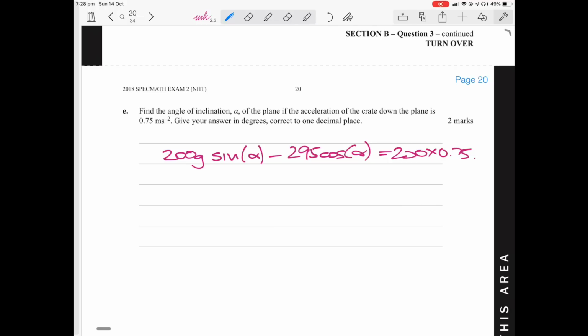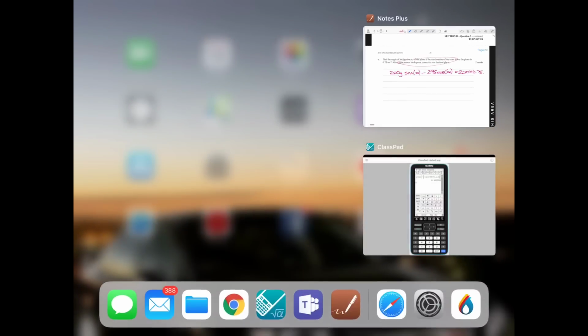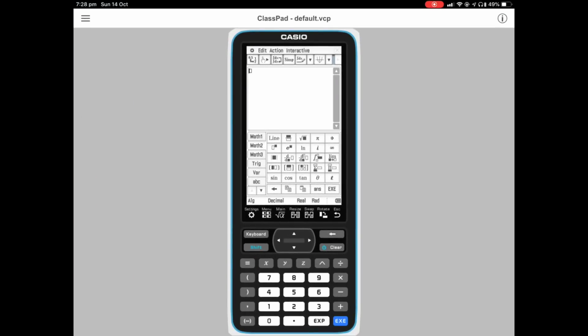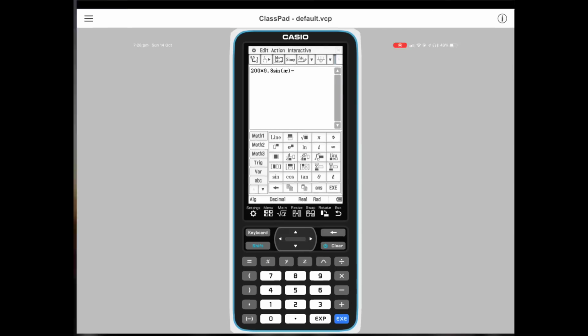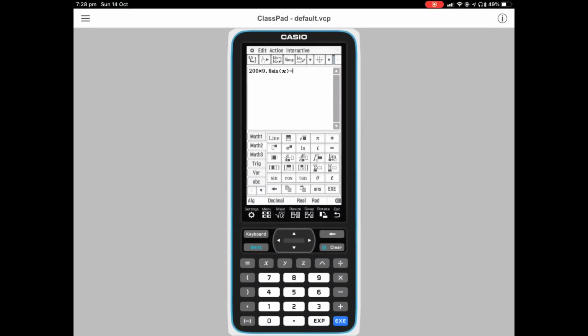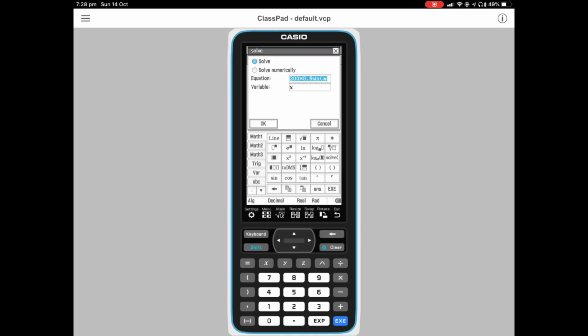I think we shall go to the CAS, because it says answer in degrees to 1 decimal place. Okay, so 200 times 9.8 sine x minus 295 cos x equals a quarter, 3/4 of 200 is 150. And let's select all interactive events, solve for x.